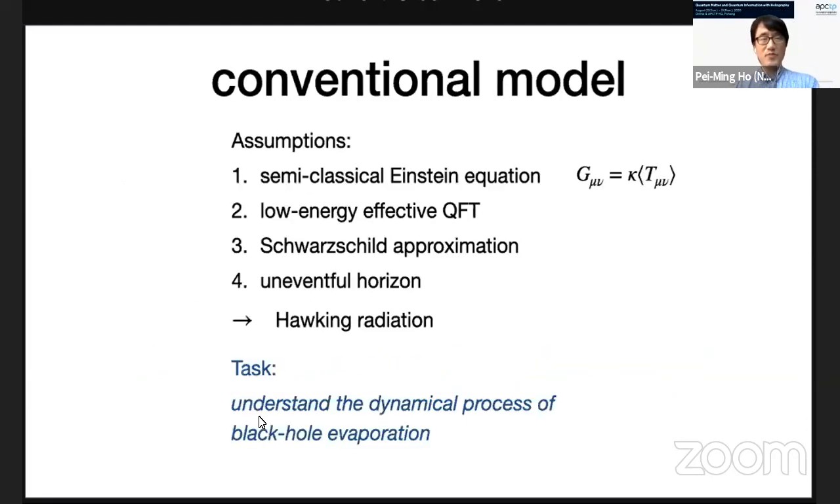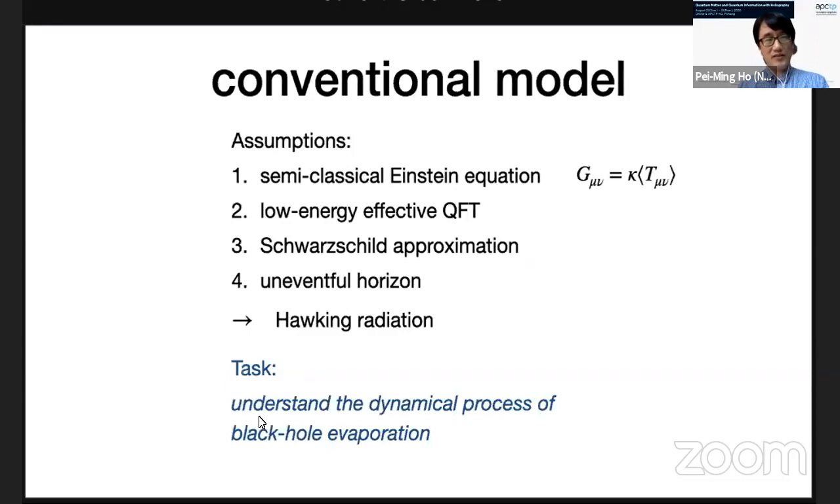So it's very important to know what people have done, why people believed in the uneventful horizon hypothesis. What is the conventional model? So from now on, I'll describe what is the conventional model, what are the assumptions, and then in the next lecture, I will go over more details in the model. So here, the basic assumptions of the conventional model are the following.